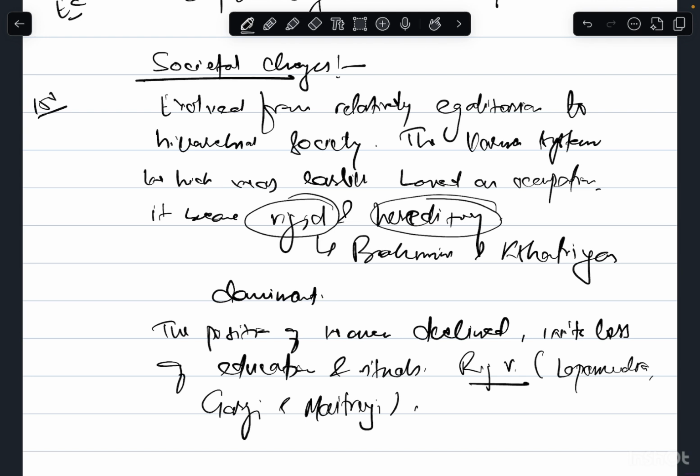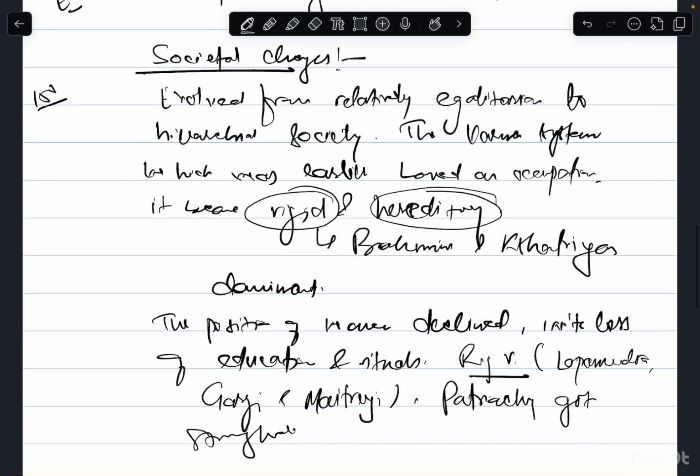Okay, and then since you're talking about the women, we can do one more thing, that patriarchy, the roots of patriarchy. We can talk about that thing as well here. So patriarchal norms, they got intensified. So patriarchy got strengthened here. Okay, so we're done with a little bit about societal changes.